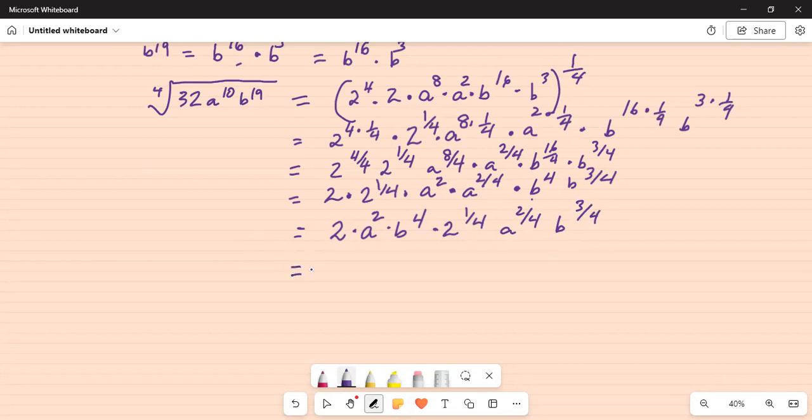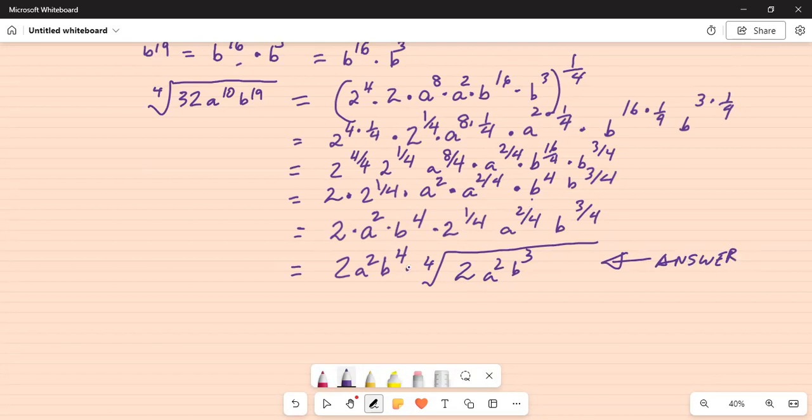So this can be further written as 2a squared b to the power of 4 and 1/4. All of these have 4 in the denominator, which is identical to fourth root. The 1/4 power is nothing but the fourth root of 2a squared b cubed. So that is your final answer: 2a squared b to the power of 4 multiplied by the fourth root of 2a squared b cubed.